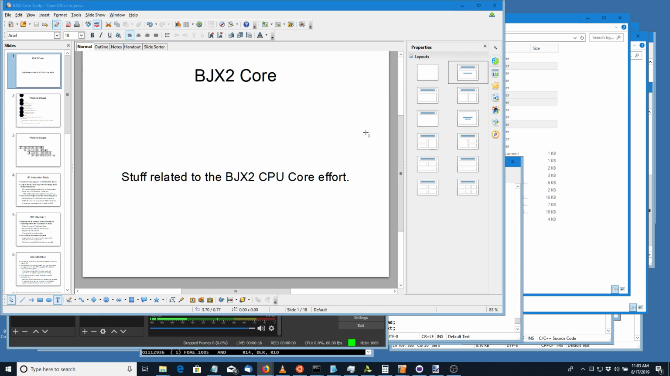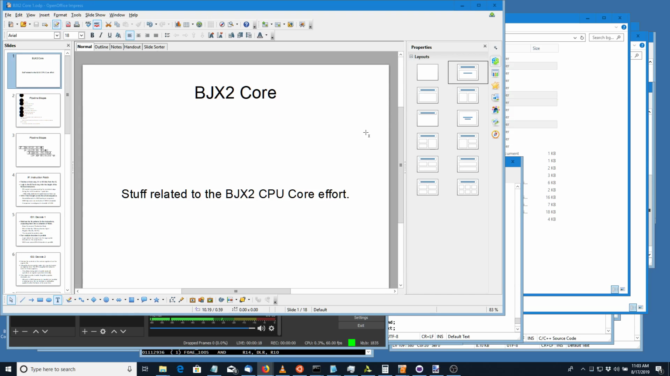Okay, this time I'm intending to be talking more about the BJX core, as in the CPU core. It's stuff related to the CPU core effort.